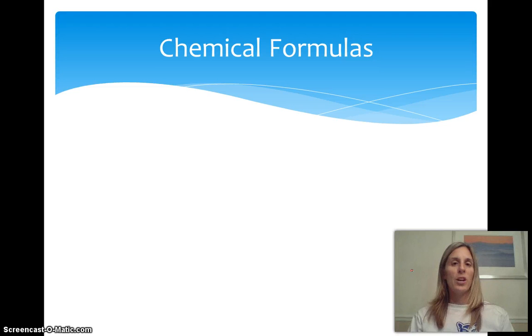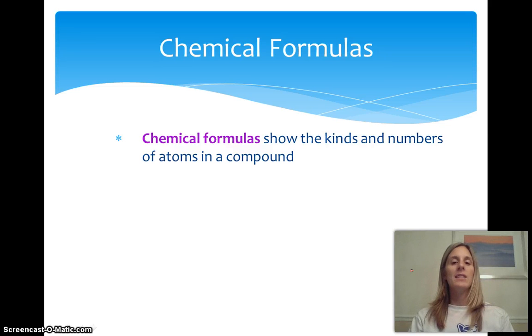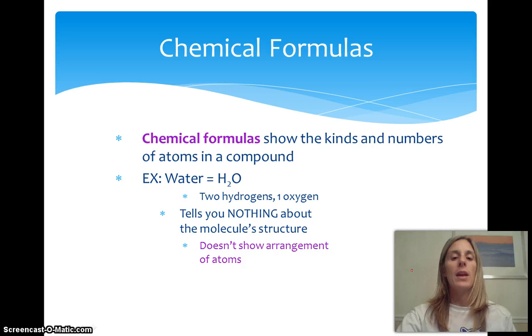Now, what does a chemical formula like H2O or NaCl actually tell us? What it does is it shows us the kinds and numbers of atoms in a compound. So if we're looking at that formula for H2O, that chemical formula tells us that we have two hydrogens with this little subscript 2 and only one oxygen because there's no subscript in the back. So a chemical formula shows us the number of each type of element that we have and then the number of different elements that make up that compound. It does not tell us anything about how those things are actually stuck to each other. So it doesn't show us how the atoms are arranged with each other. It just tells us the number and type of atoms we have present.